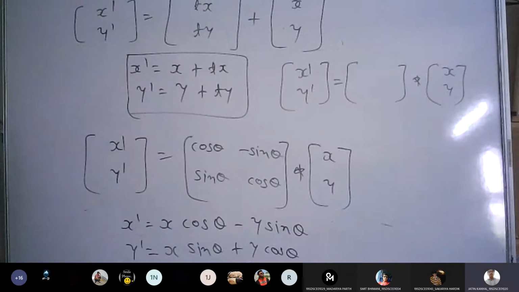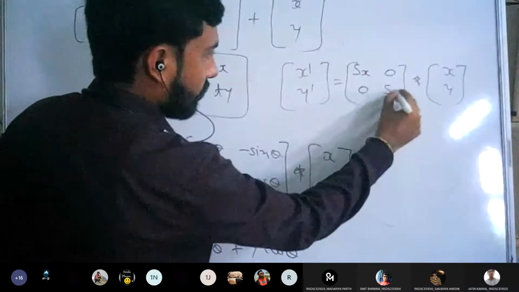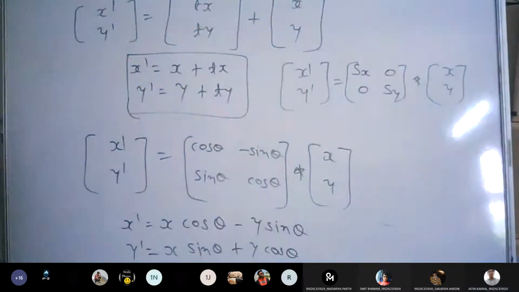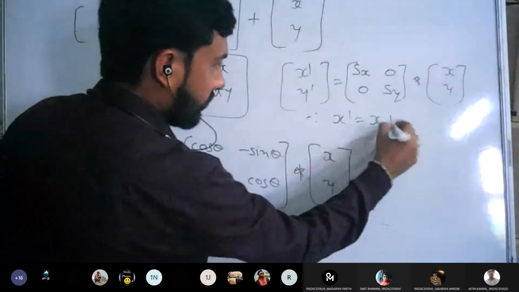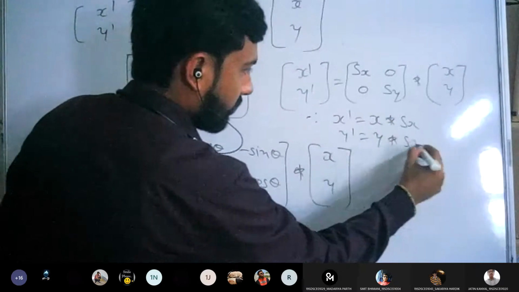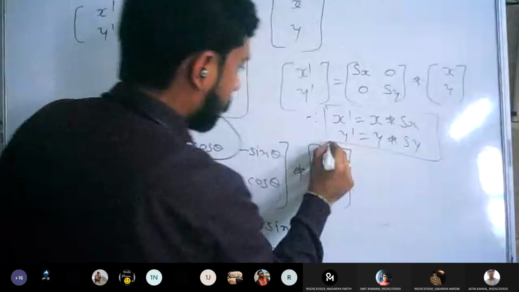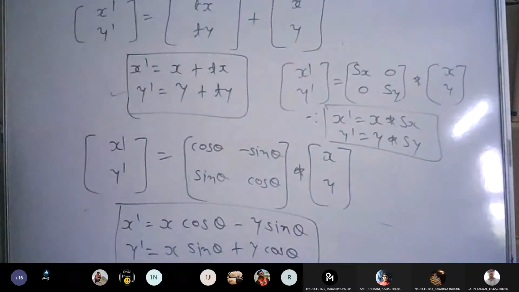Sir, Sx 0 and 0 Sy. Correct. Sx 0 and 0 Sy. So that when you multiply the matrices, you will get the equations again. So what are the equations? X dash is equal to x into Sx and y dash is equal to y into Sy. These are the equations for scaling. These are the equations for rotation, and these are the equations for translation. So this is what we have derived so far.